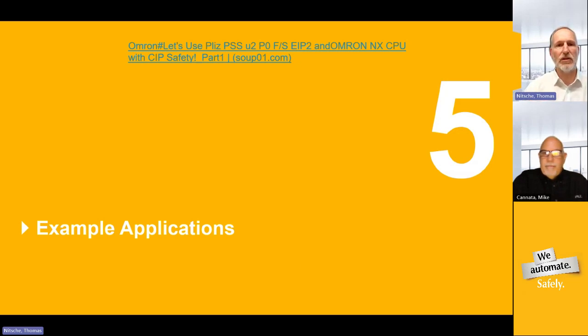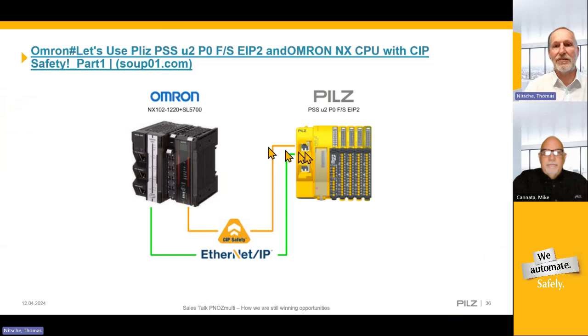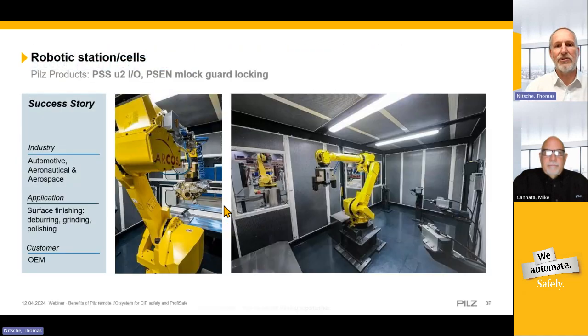So I just want to show a few of the example applications. There's a nice YouTube video from a guy who's showing, for instance, how I could link the Pilz remote IO together with the Omron based on EtherNet/IP. We have a lot of applications in robot cells, for instance, where we use the PSSu IO and some of our guard locking devices, in automotive and also in aerospace applications, surface finishing, deburring, grinding, polishing.